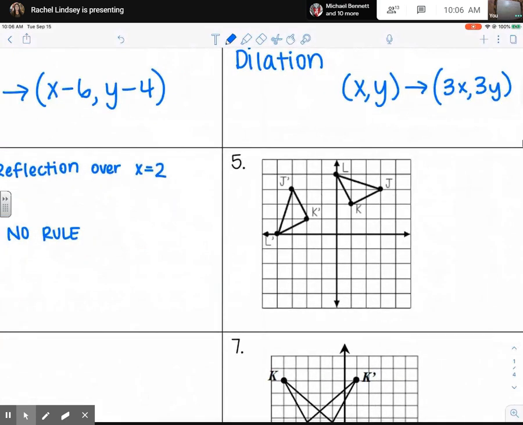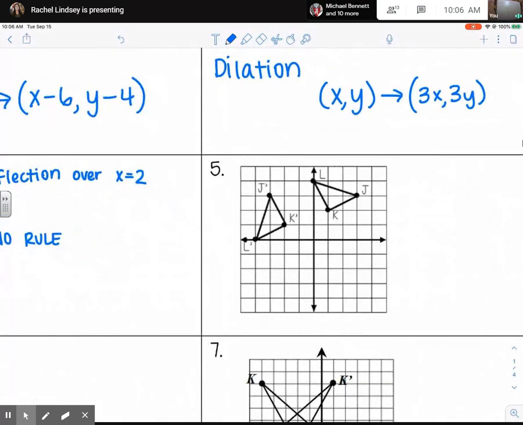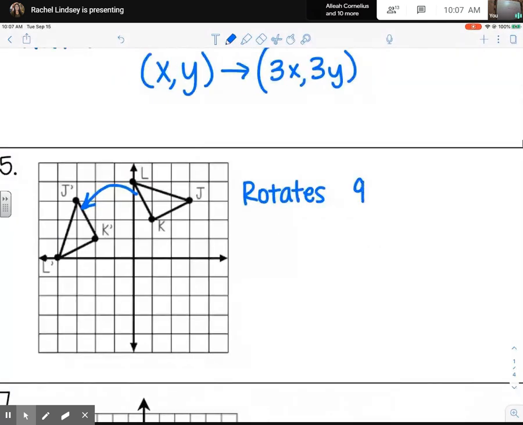Okay. Looking at number 5, it is a rotation. So I rotated, going from my pre-image to my image. It is 90 degrees counterclockwise, or you can go 270 clockwise. Either one of those is correct.